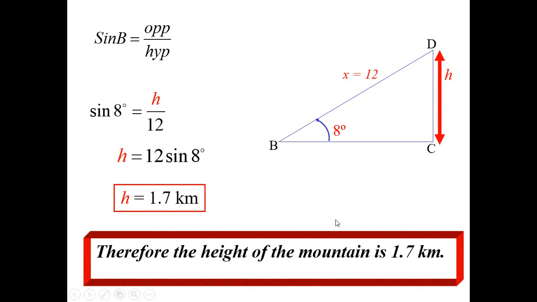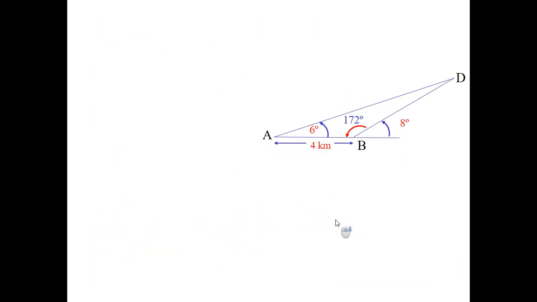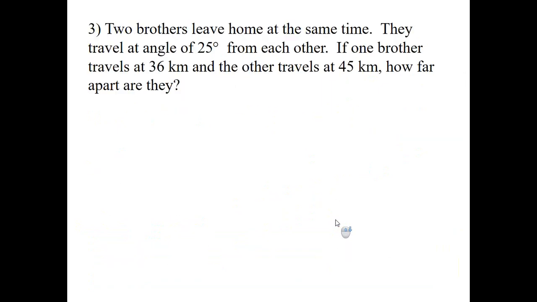Okay, last question. So I know it's up higher. So we're just going to go back a few. So it's right over here. There. Two brothers leave home at the same time. They travel at an angle of 25 degrees from each other. If one brother travels 36 and the other 45, how far apart are they?